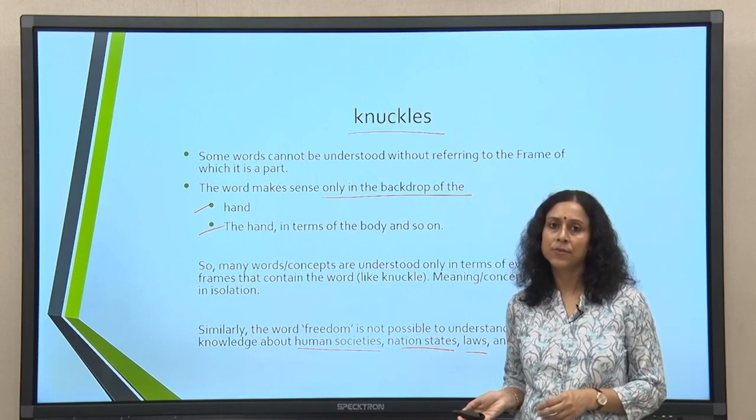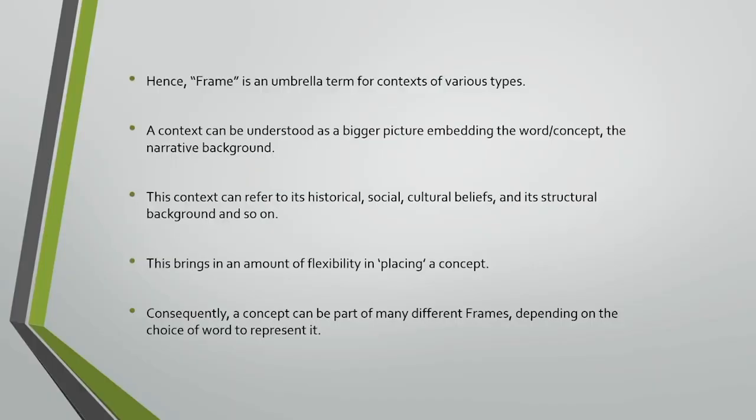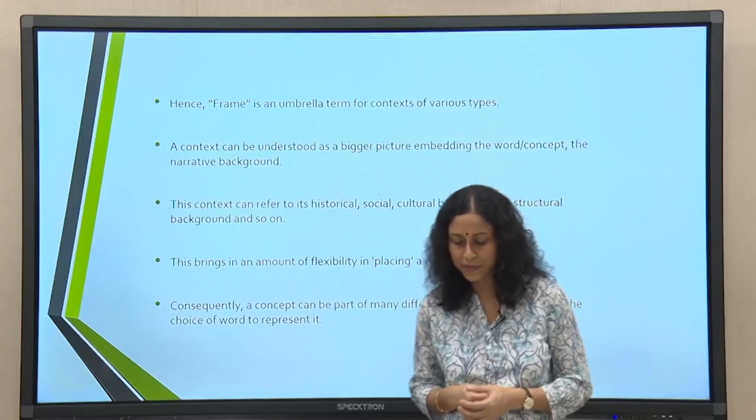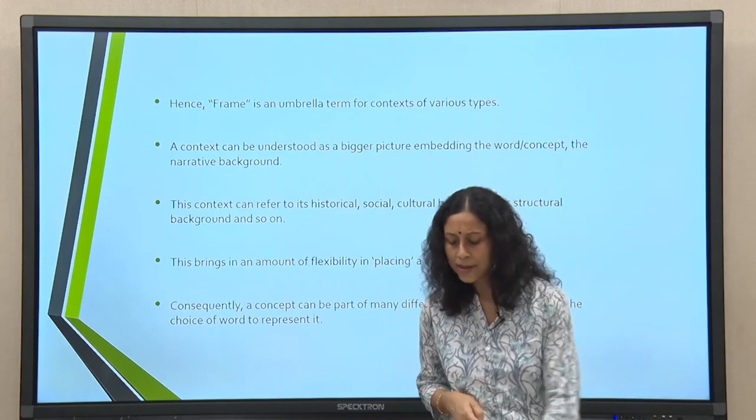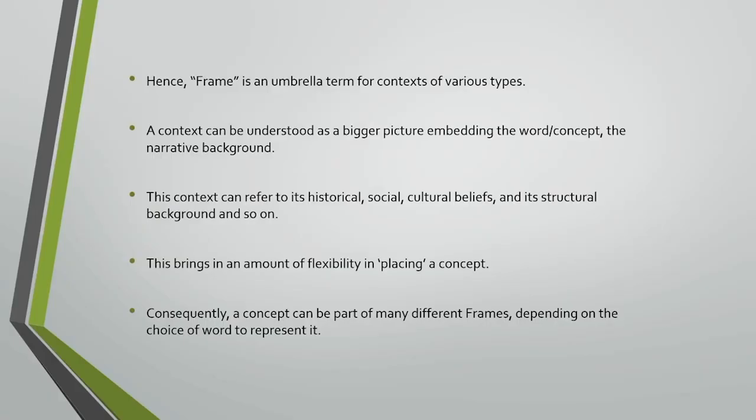So, it is not easy, as we see, that concepts are rather problematic, and one good way of creating some kind of clarity is the use of frames. Hence, frame is an umbrella term for context of different types. A context can be understood as a bigger picture, as we have just seen, embedding the word or the concept, that is, the narrative background. Why the narrative background is important, we will see shortly. This context can refer to historical, social, cultural beliefs and structural background and so on.